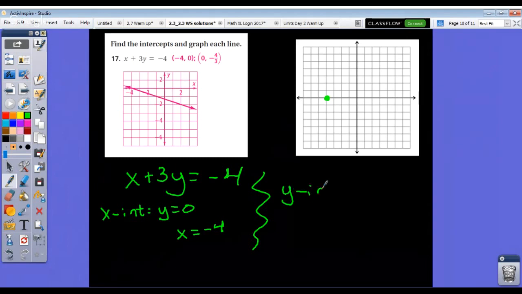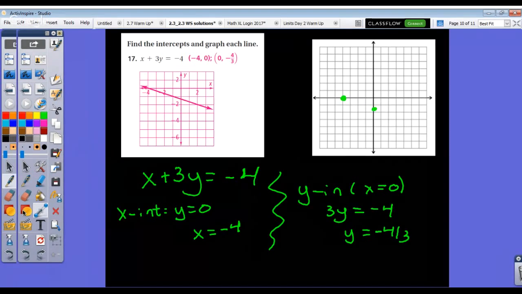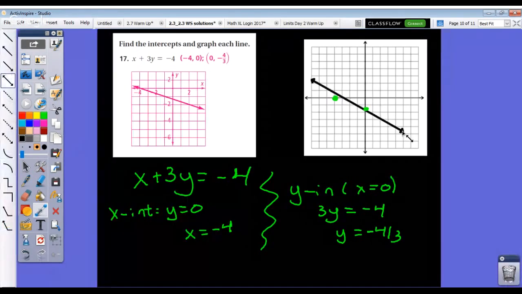To find the y-intercept, we're going to let x equal 0, or ignore it. So 3y is equal to negative 4. So y equals negative 4 over 3. So on the y-axis, here's negative 1. Negative 4/3 is just past that. We're going to do the best we can to connect them. Oh, that is so bad. I guess that's all right. All right, we're going to connect them.